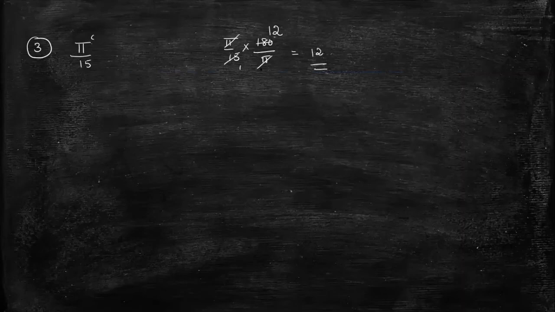Okay. Third one, let me consider one more angle, say pi by 15 radians. We have to convert this. Pi by 15 has to be multiplied by this. So when you simplify, it will be 12. So it's 12 degrees.